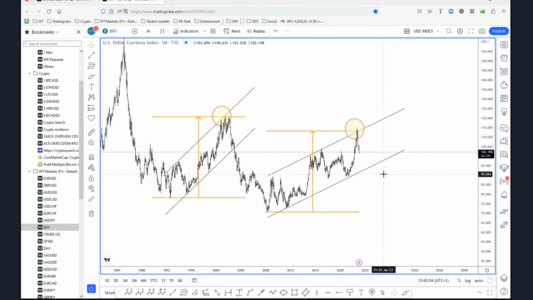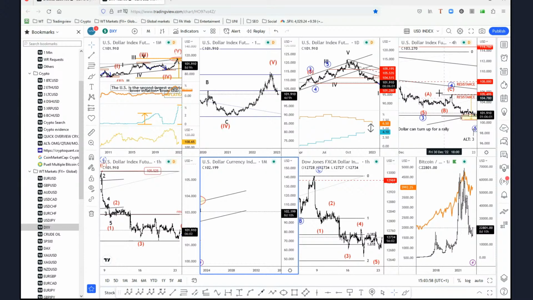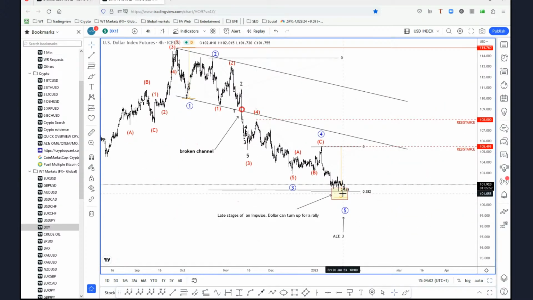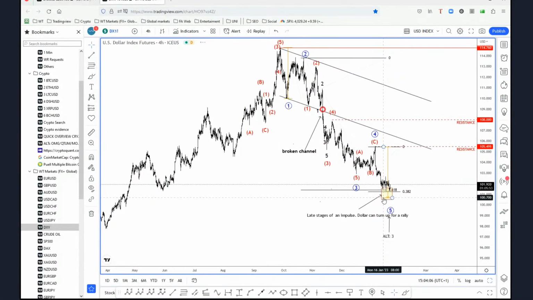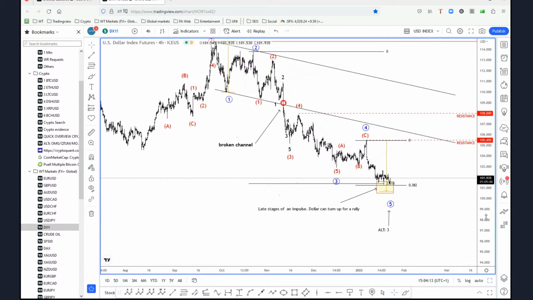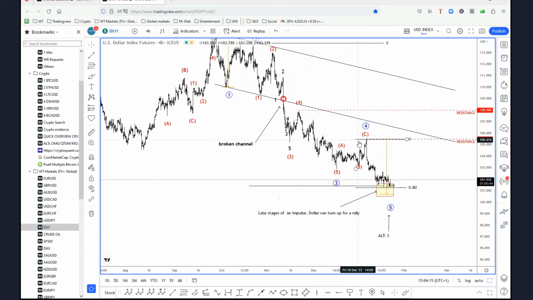Okay, so I want to look at this structure, and if you look closely here, I will bring on 4-hour. You can clearly count 5 waves down. We have some Fib levels here that could potentially limit the current weakness. We are also testing this level from May 2022, and more importantly, this could even be extended wave 3 still if you look at the alternate count.